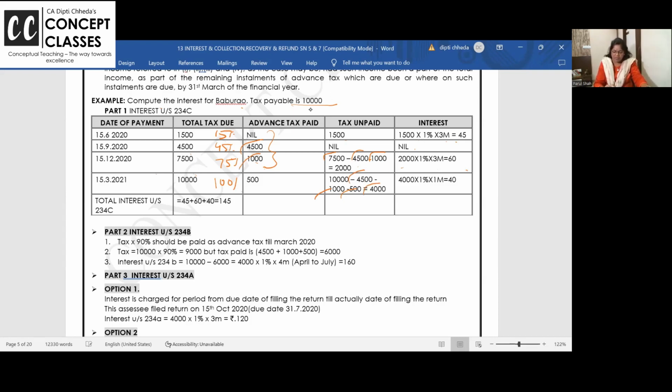So how much is default? 100% of your tax you have to pay, 10,000. But total tax paid is 6,000. So how much is the default? 4,000 into 1% into 1 month. Why 1 month? 15th March to 31st of March. So what is the total 234C interest? 45 plus 60 plus 40, and that is 145.